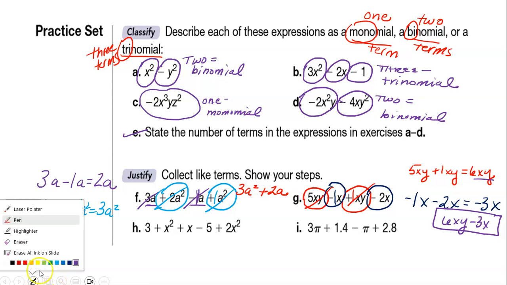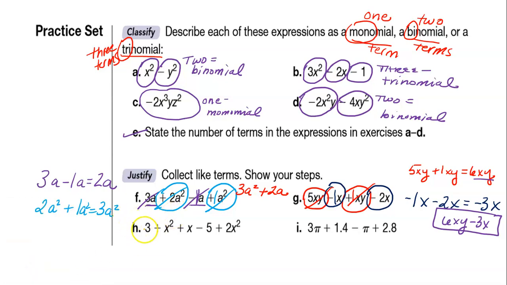All right, let's try this one down here. So I have 3, which doesn't have any x's in it, and I have negative 5. So we have 3 minus 5, which is negative 2. Okay, what else do we have? We've got plus, this is invisible 1x squared plus 2x squared. So we have 1x squared plus 2x squared is equal to 3x squared. So those can go away.